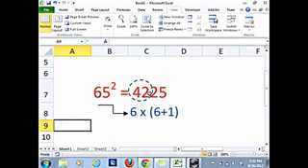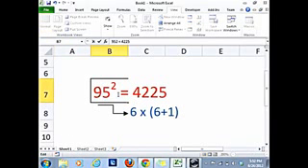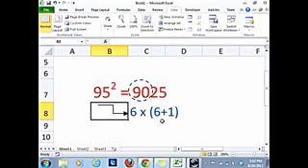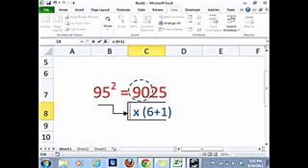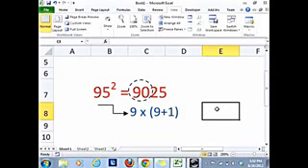So I'll say 4225. So this way we can use, if I have 95 here, then I can say 9, and here I have to put 9 into 10 is 90, so it will be 9025. So here it will be 9 into 9 plus 1. So this is a quick way where we can square any number which ends with 5 without using any calculator and in a few seconds. I hope this tutorial will help. Thank you.